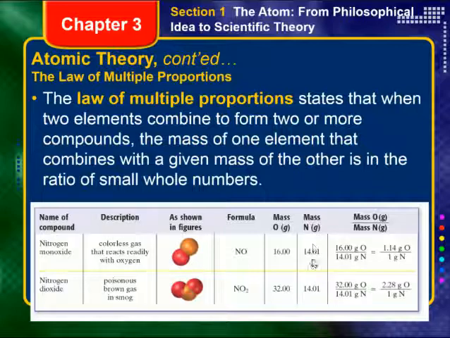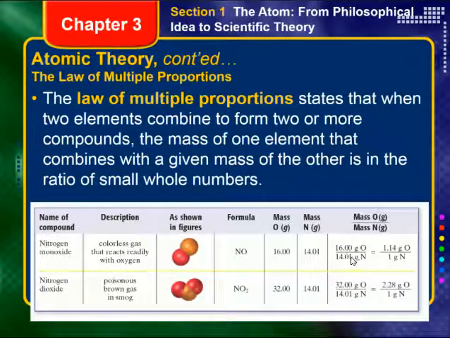But notice, if we have a given amount of one substance, in this example it's nitrogen, we can combine either 16 or 32 grams of oxygen, because that is the molar mass of oxygen. So 1 nitrogen with 1 oxygen, 1 nitrogen with 2 oxygens. And so what's happening is there's no change in the amount of nitrogen, but we're doubling the amount of oxygen that we have. And so to finish up, we're talking about this ratio of small whole numbers.